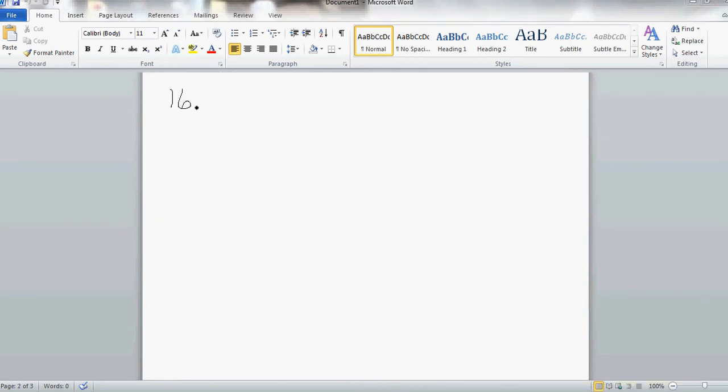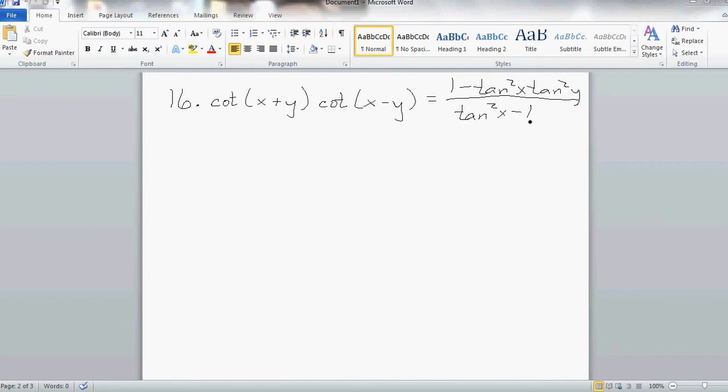Example 16. Cotangent of x plus y, cotangent of x minus y equals 1 minus tangent squared x tangent squared y over tangent squared x minus tangent squared y.